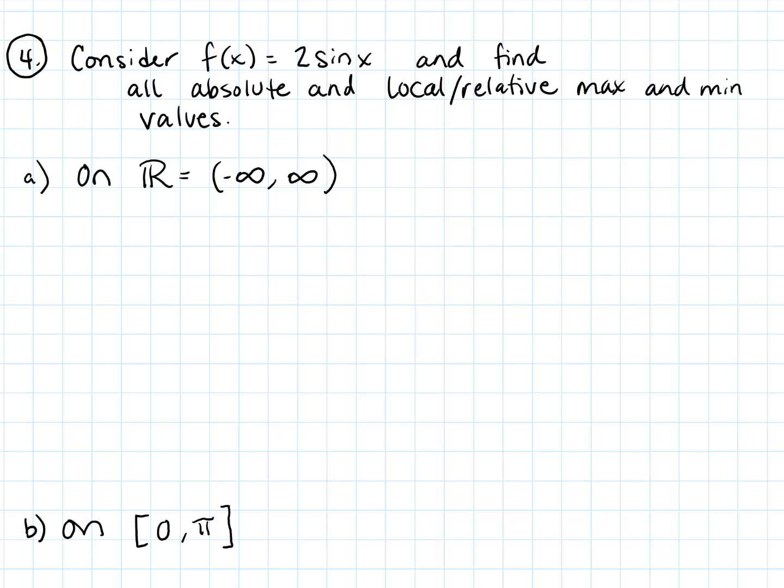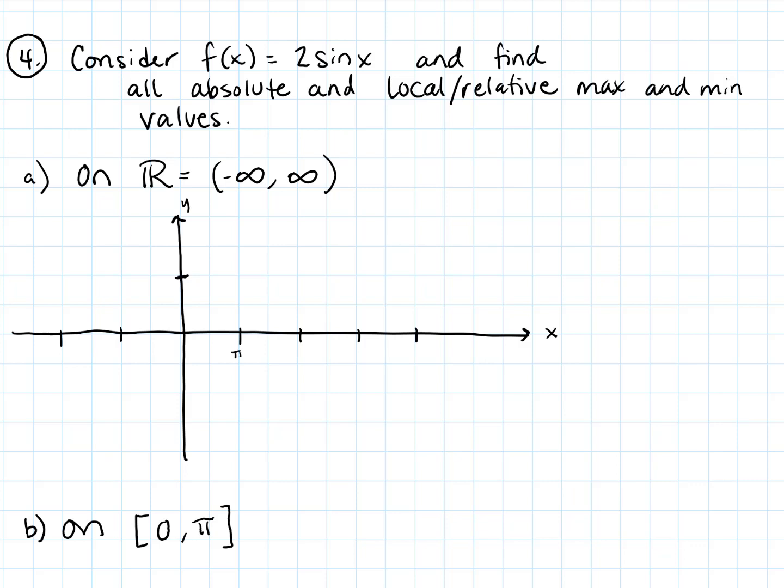And so 2 sine of x is, let's just get it graphed here first. 2 sine of x has an amplitude of 2, and a sine curve. This is going to be pi over 2, pi, 3 pi over 2, 2 pi, and so forth, negative pi over 2, and negative pi.